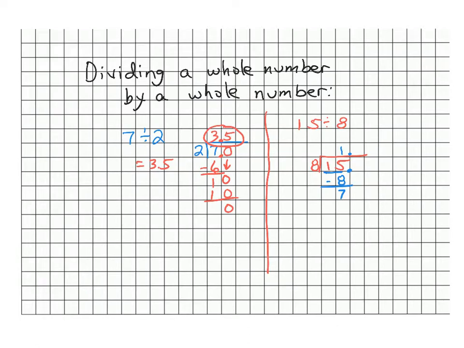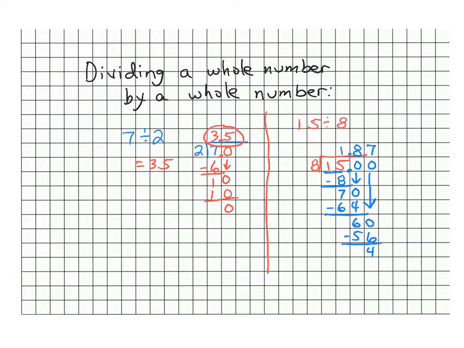I can't leave a remainder, so I'm going to add a 0 and bring it down. And then, how many sets of 8 are there in 70? Well, there are 8. 8 times 8 gives me 64. I'm going to subtract, I'm going to get a 6. Once again, I can't have a remainder, so now I even need to add another 0, and I need to bring it down. How many sets of 8 are there in 60? Well, there are 7. 8 times 7 gives me 56. I subtract, I get 4.